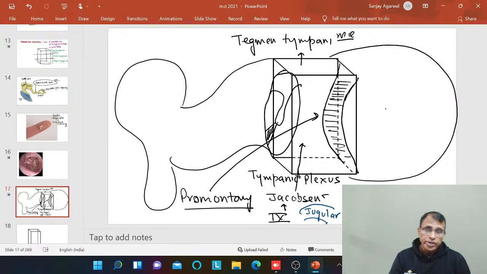So, four boundaries are done. How many are left? Two boundaries. So we'll discuss the next two boundaries. Which are the two boundaries left to be discussed? Anterior boundary and posterior boundary. And these two boundaries are the most important boundaries to be discussed.